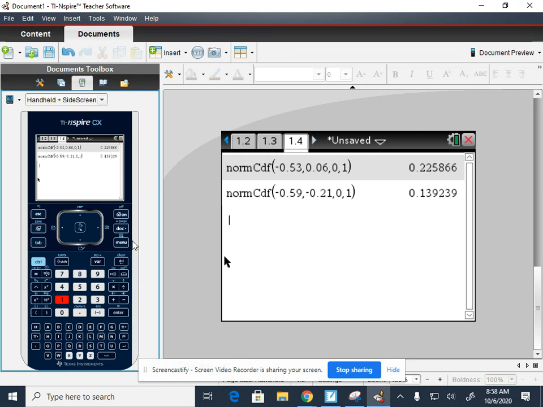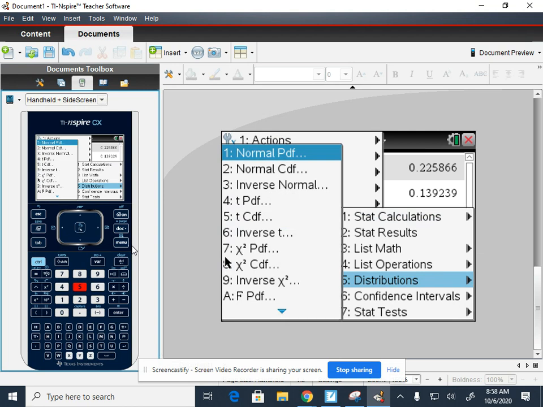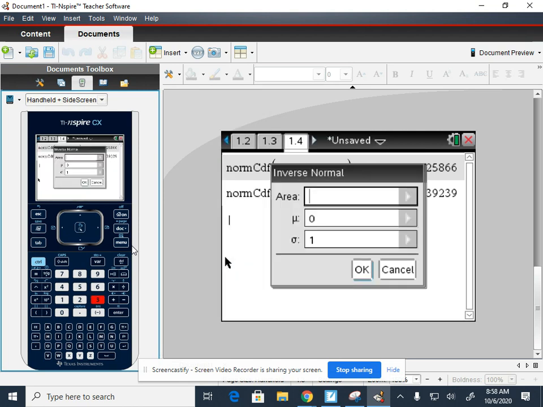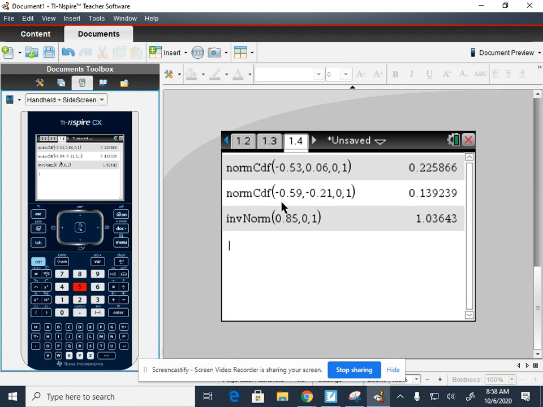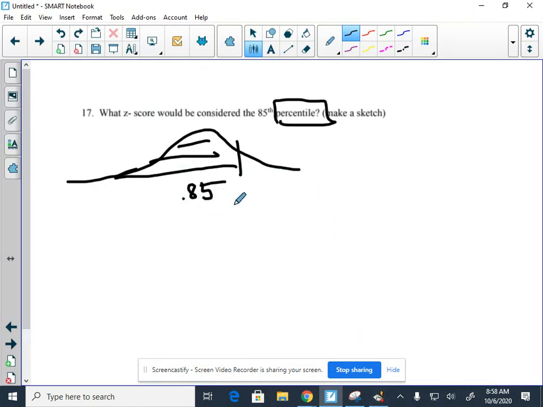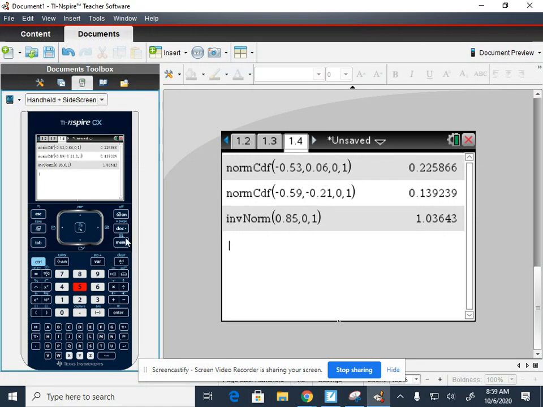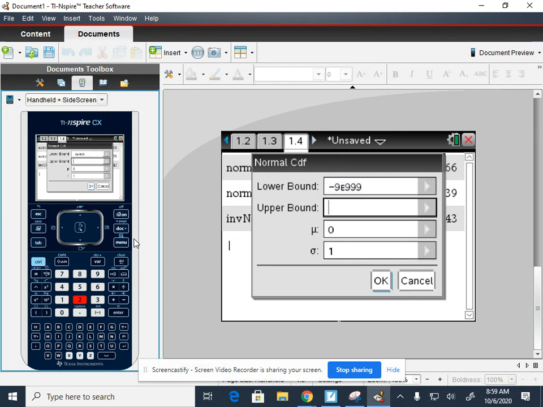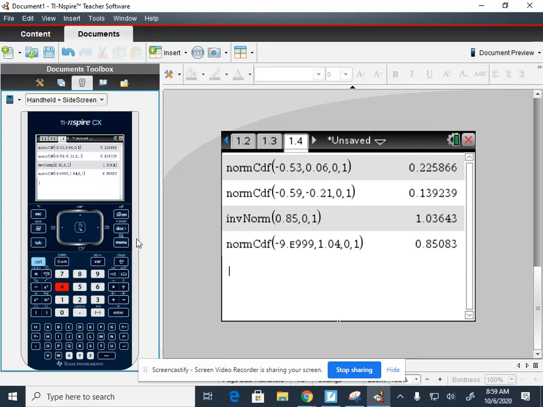We're going to go menu 6.5, and then number 3. And the area you put in always has to be the area to the left. So in this case, the area to the left is the 0.85. And it will return for you a Z-score, and that Z-score is 1.036 or 1.04. Now, if you were to go from negative 999 to 1.04, menu 652, we should get 85%. Okay, that's what we get. So those two features are the opposites of each other.